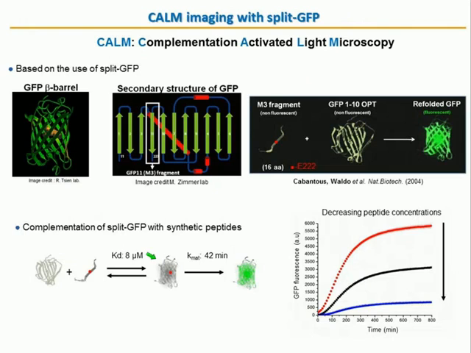And so, indeed, when you provide this synthetic peptide in solution, it does bind to the split fluorescent protein, and after maturation time, it activates the split fluorescent protein as a fluorescent reporter. The interest here is you can actually control the level of activation by simply controlling the amount of peptides that you put in solution. So you can titrate how many molecules of GFP you want activated by simply controlling the amount of synthetic peptide you put in solution.